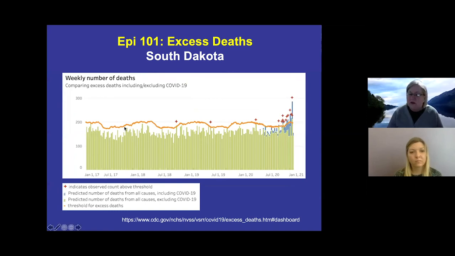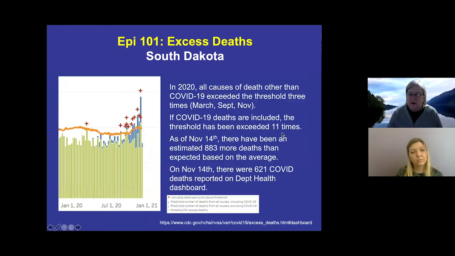And if we break this down into COVID and non-COVID deaths, you can see that we started seeing these COVID deaths back in March, and more recently, they're quite a bit higher. And if we zoom in on this particular area, you can see that in 2020, all causes of death other than COVID exceeded the threshold. So if we're ignoring those blue lines, 3 times. So back here in March, we exceeded as identified by that red X. And then we also exceeded it in September here, where the green line is above the threshold, and also in November. Now, if the COVID-19 deaths are included, the threshold has been exceeded 11 times.